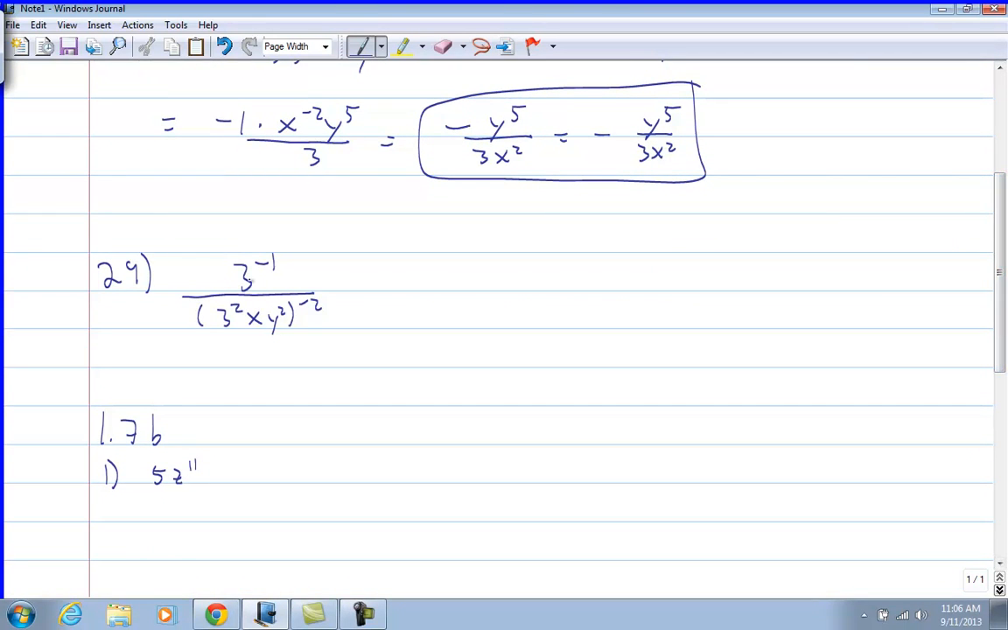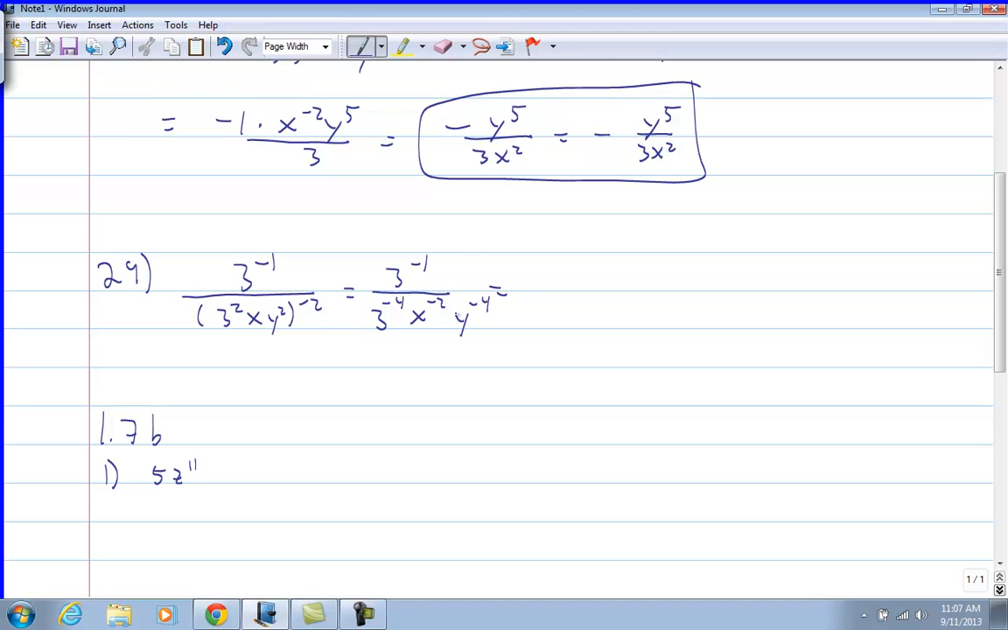Now the next one, we have 3 to the negative 1 over 3 squared, x, y squared, all that to the negative 2. So it'll be 3 to the negative 1, not negative 3, Jeff. 3 to the negative 1 over, this is 3 squared to the negative 2, so that becomes, you multiply those powers, 3 squared to the negative 2 is 3 to the 2 times negative 2 is negative 4. X to the negative 2, y to the 2 times negative 2 is negative 4.